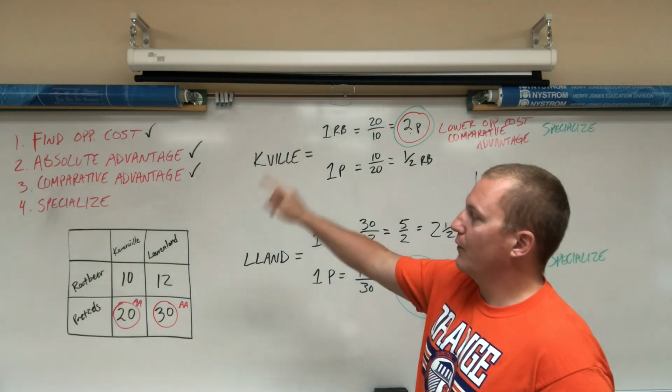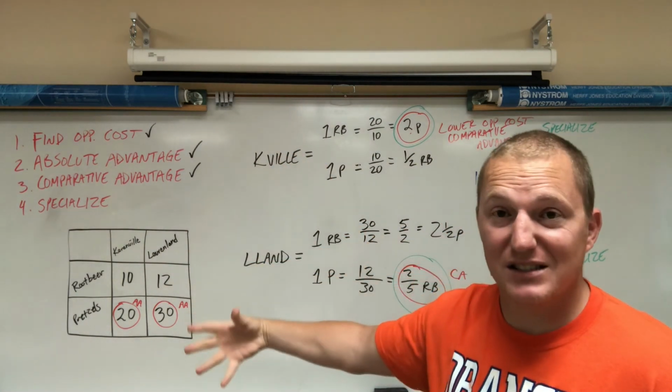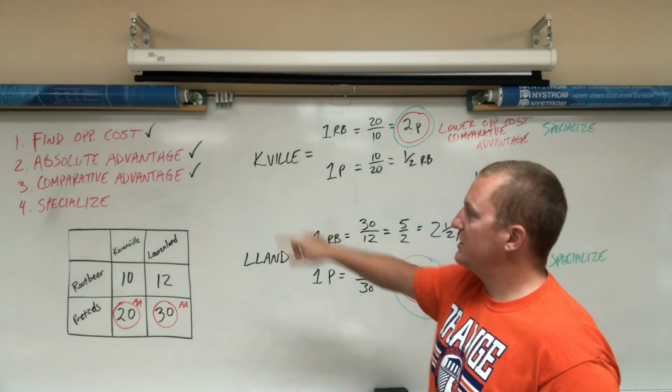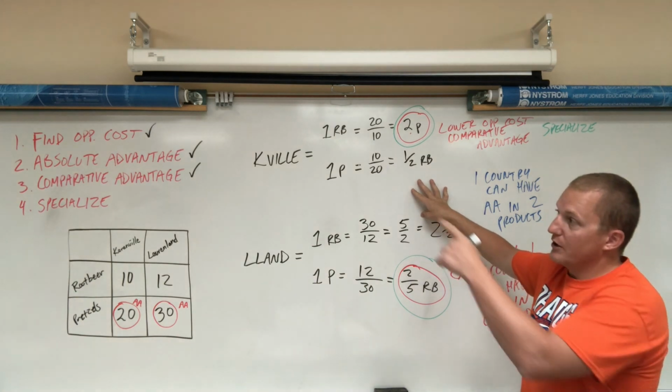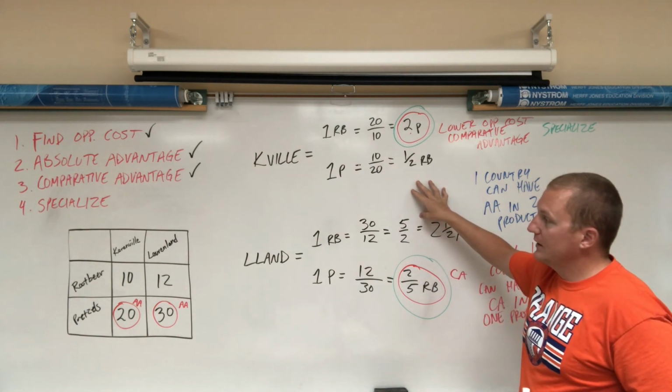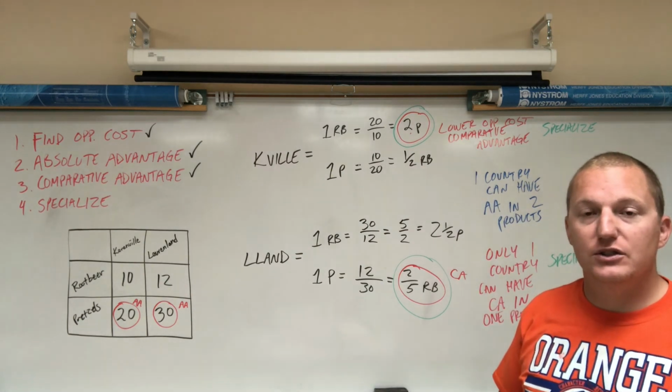So, 4 steps. You already know 1 step. Second step is probably the easiest thing you might do this year. Third step is just following the work that you've put in to understanding how to calculate opportunity cost. And then we find comparative advantage and specialization.